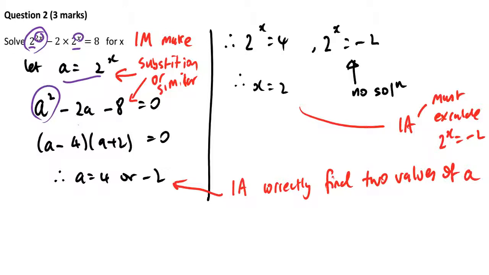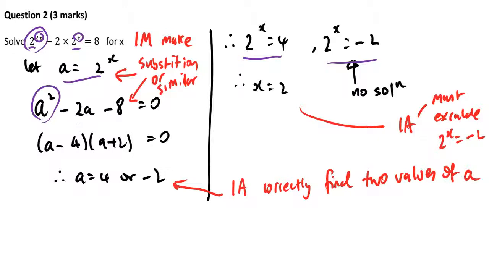What this reveals is a quadratic, which we're now going to have to factorise. When we factorise, we get a minus 4 times a plus 2, and we get a is equal to 4 or negative 2. But we're not finished, because what we need to do now is to actually work out what the x is equal to. So now we resubstitute and we say 2 to the x is equal to 4, and 2 to the x is equal to negative 2.